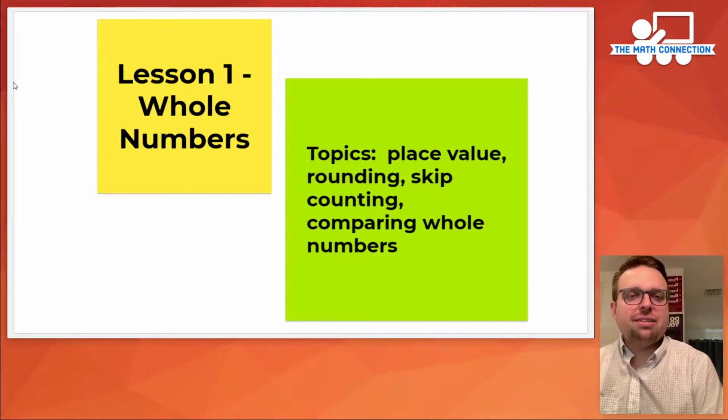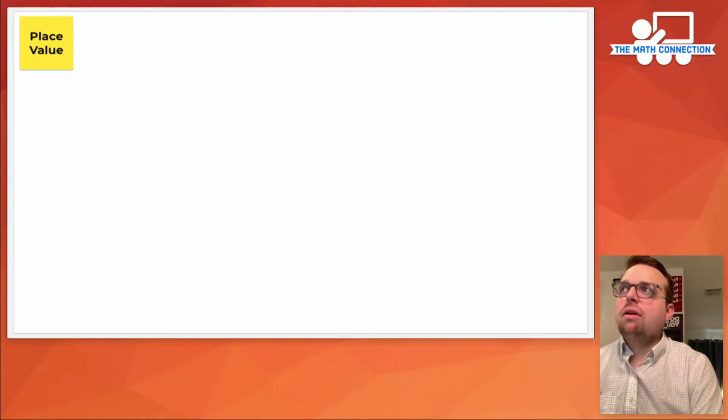And the things we're going to be discussing today regarding whole numbers are going to include topics like place value, rounding numbers. We're going to talk about skip counting. We're going to talk about comparing whole numbers, and we're also going to go over what the expanded form of a whole number is, okay? So let's go ahead and dive right into our first slide.